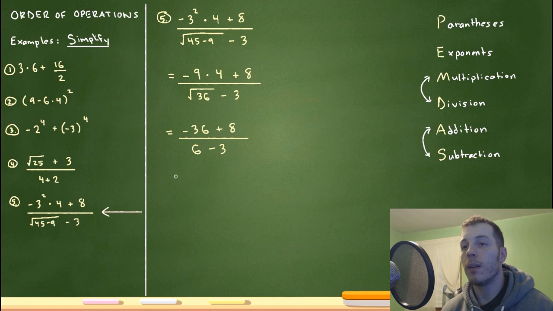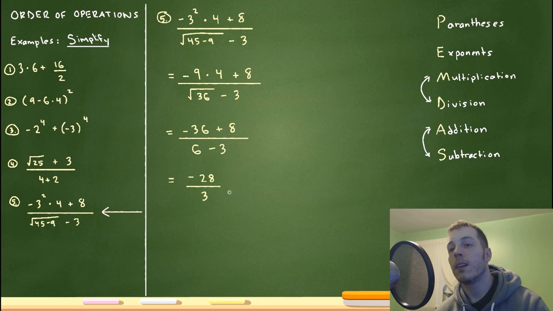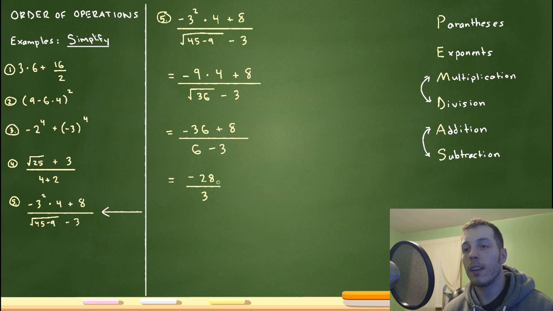So now up in the numerator, we're just dealing with addition. So negative 36 plus 8, we get negative 28. And this is divided by 6 minus 3 on the bottom, that's 3. Okay. And this doesn't simplify any further.